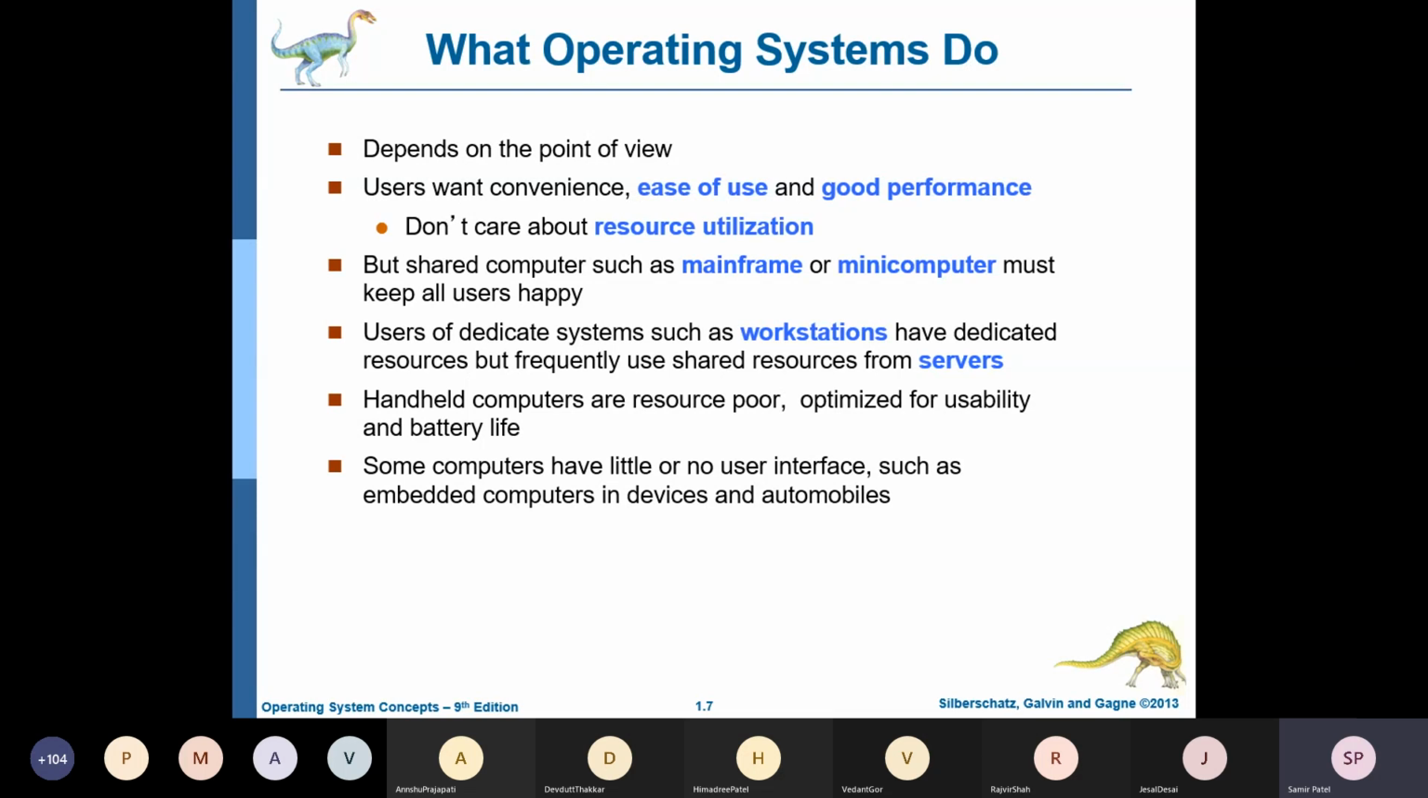Some computers have little or no user interface; the other category is embedded systems. Examples would be a washing machine, your AquaGuard water purifiers, and any of the IoT devices that we design. These all come under the category of embedded computers. The automobile industry makes use of a lot of embedded systems, which are dedicated hardware for doing specialized work, where no interface is required.